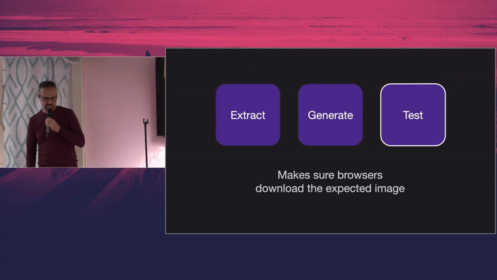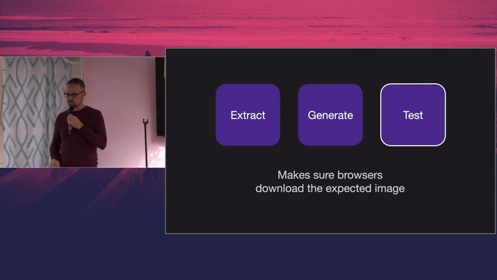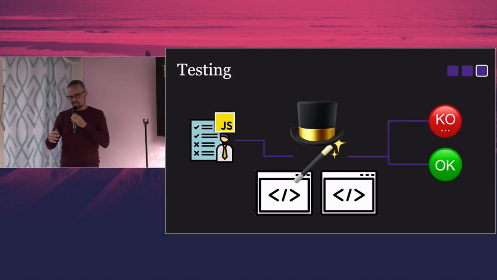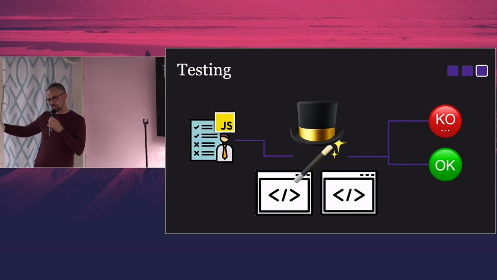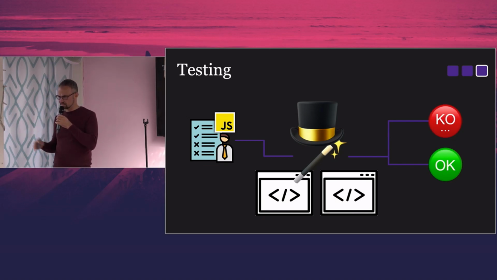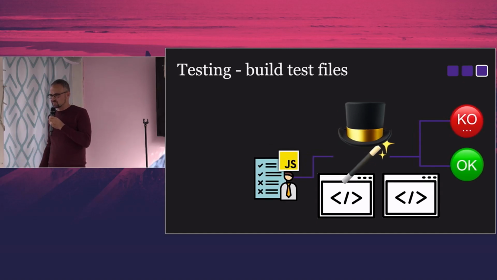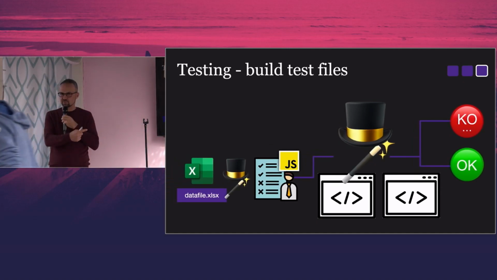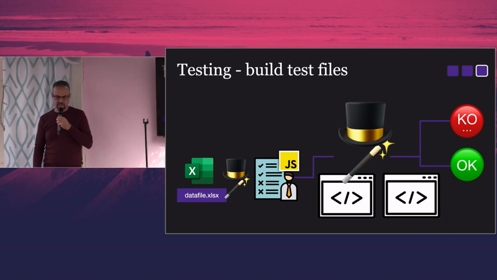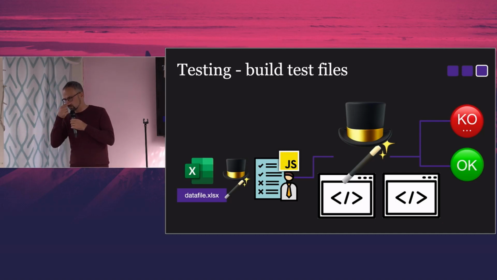Third step and last one is the test. We want to make sure the browser will download the image that we designed in the data file at the resolutions that we have. So the testing uses Jest, and Jest will then be used with Puppeteer to see that the image size is correct. But instead of writing the test manually, we can also generate the test because we already have the configuration we want in the data file. So I also created a command to generate the test automatically.